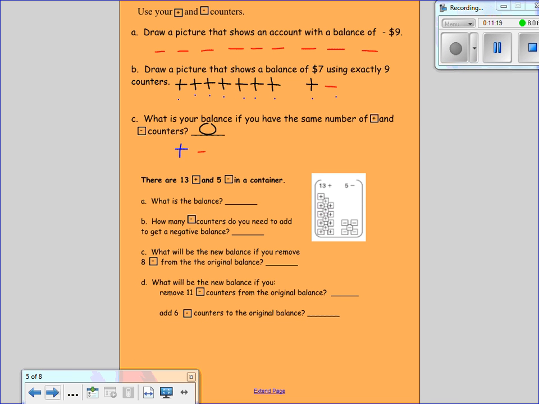All right, these problems down here are fun with the jar. There are 13 positives and 5 negatives in the container. What is the balance? Well, I have 13 positives, I have 5 negatives. I'm taking 5 away from 13, right? So I'm left with 8 positives.